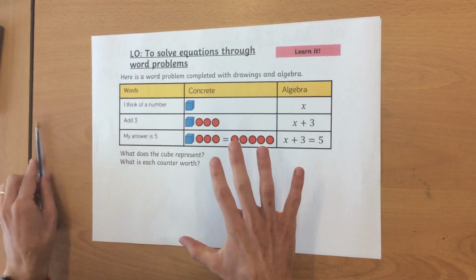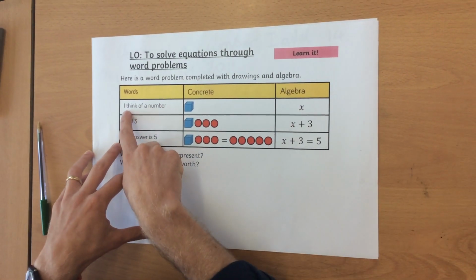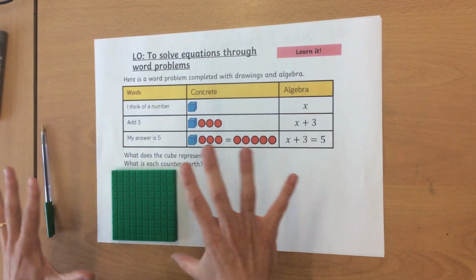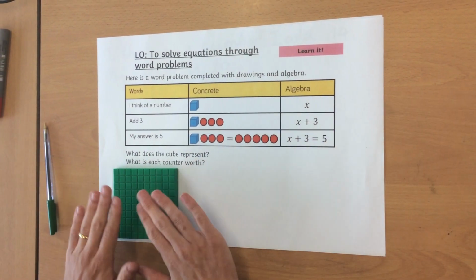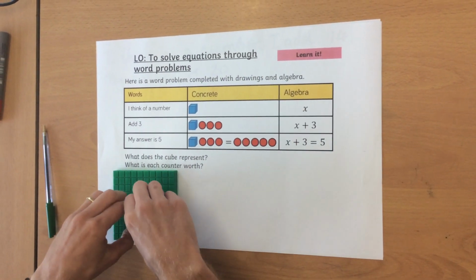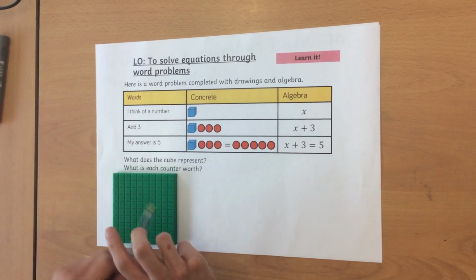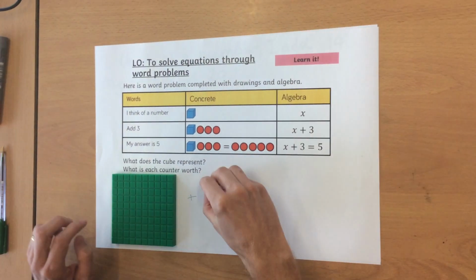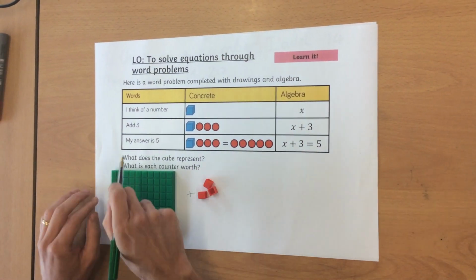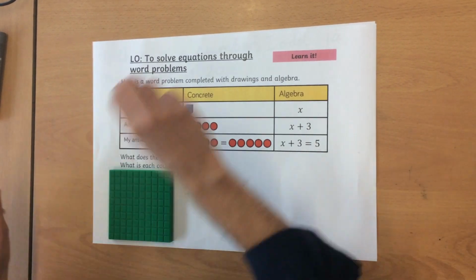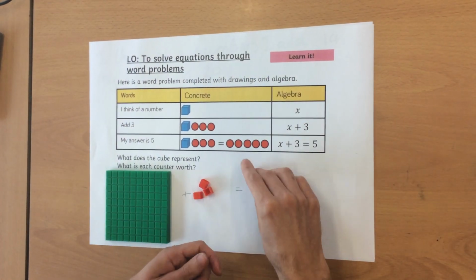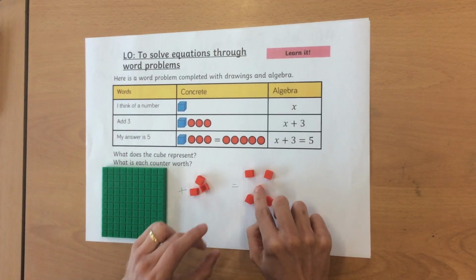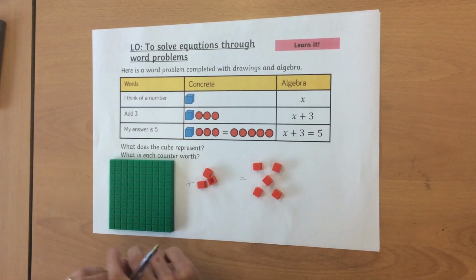So first of all what I'm going to do is actually build this word problem. It says here, I think of a number. So I'm going to use this hundredsteins as my number. Even though it's a hundredsteins, it's not worth 100. It could be anything, okay? So this is my I think of a number. To this, I'm now going to add 3. 1, 2, 3. And it says my answer is 5. So I'll then do an equal sign and then add 5 to here. 1, 2, 3, 4, 5. So I've now built my word problem, okay?